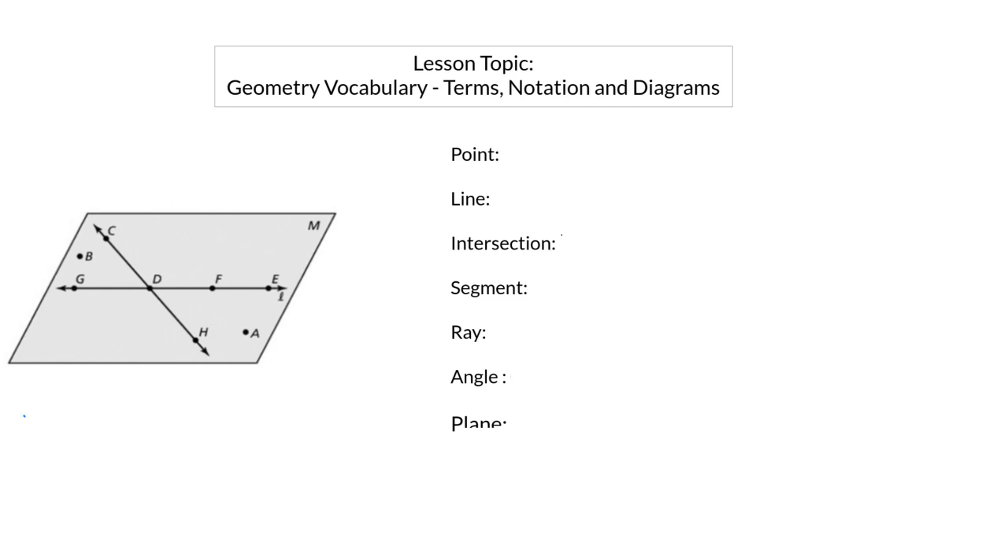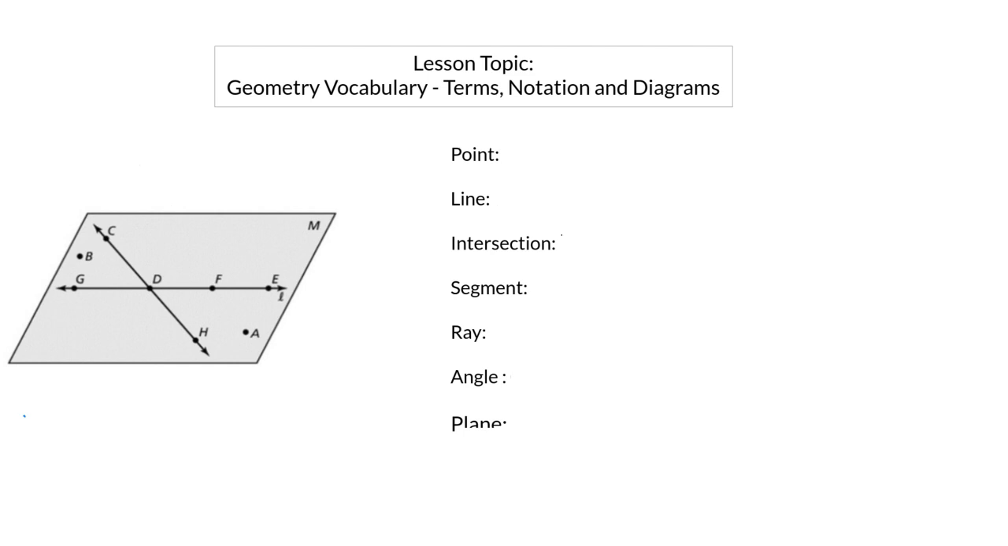The lesson topic for this video is Geometry Vocabulary, Terms, Notation, and Diagrams. Well, hello and welcome to what is probably your first video lesson for this course. We are going to start off with just some vocabulary, some of which you're probably familiar with, but also the notation and symbols we use for the vocab in diagrams. And all of this will be used during the whole year of geometry.